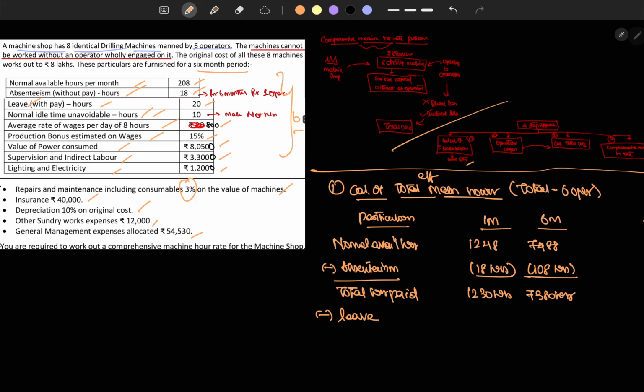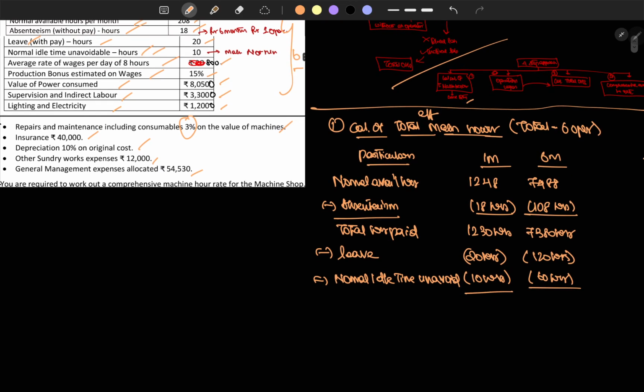So what's the leave hours that actually we paid, which is 20 hours, and the normal idle time unavoidable is 10 hours. And what could be for 6 months? 6 months it would be 120 hours, and 6 months it would be 60 hours.